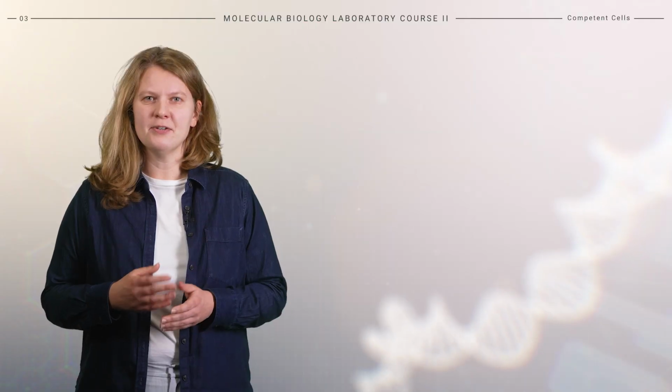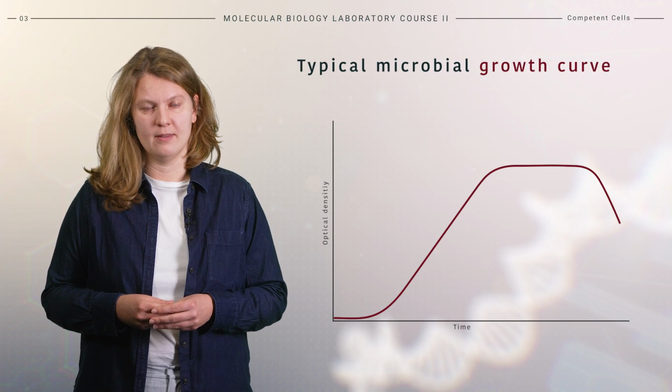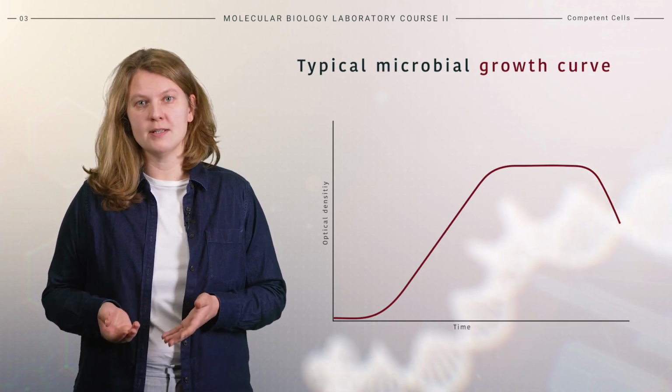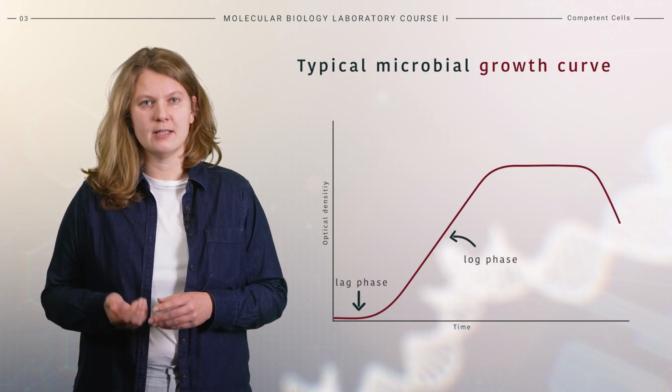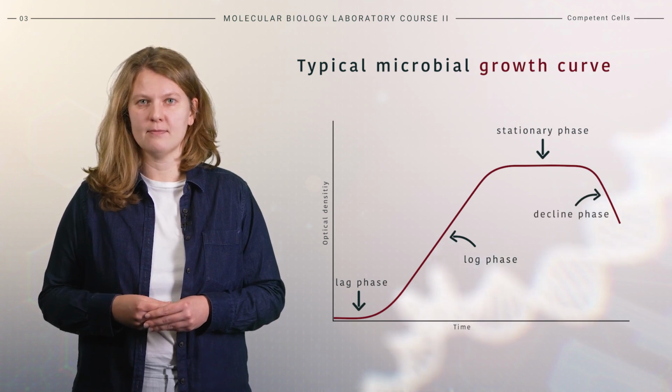It is important to highlight why we harvest cells at a specific optical density. As mentioned before, in a standard protocol, this is at around 0.6 to 0.8. Here you can see a scheme of a typical microbial growth curve. The growth curve is composed of 4 phases. These include lag phase, log or exponential phase, stationary phase, and decline toward the end.